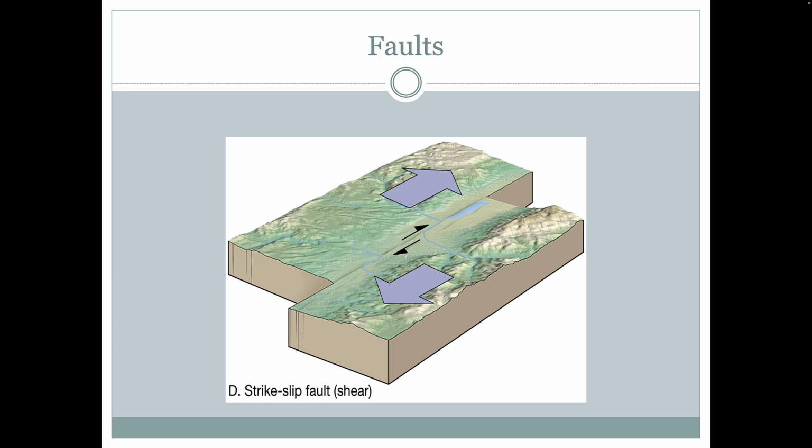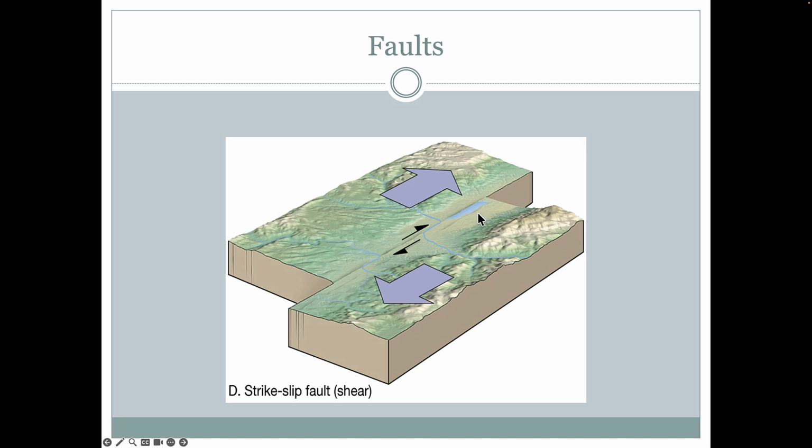These strike-slip faults often happen along transform tectonic boundaries where two lithospheric plates are sliding past each other, and they're really tied into the tectonic forces. Once these things start, they just continue into the foreseeable future.